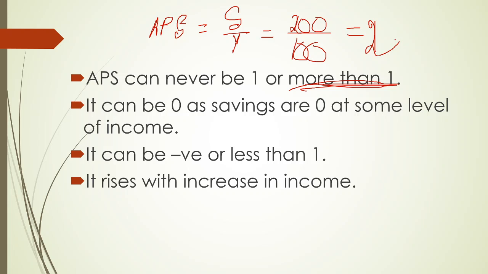Last one is APS rises with the increase in income. APS rises with the increase in income, because the proportion of income that is saved keeps on increasing as people begin to save more when their income increases. So when your income increases, of course they will save more, right? Then the APS, that is the ratio of saving by income, will rise.